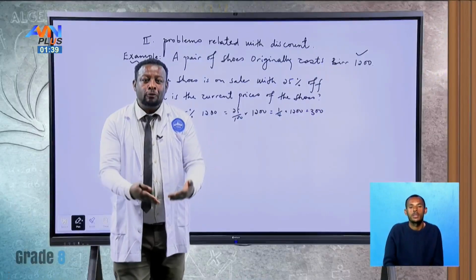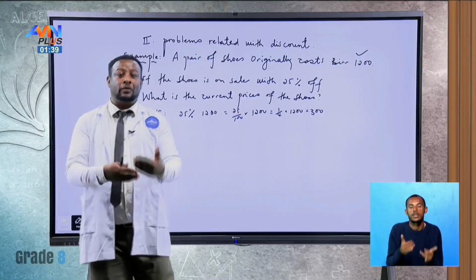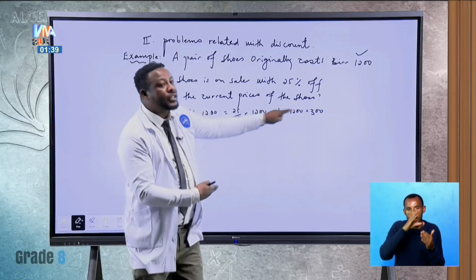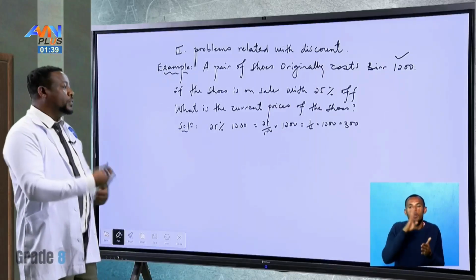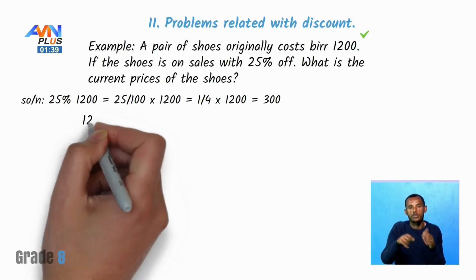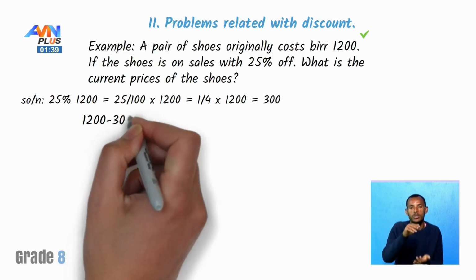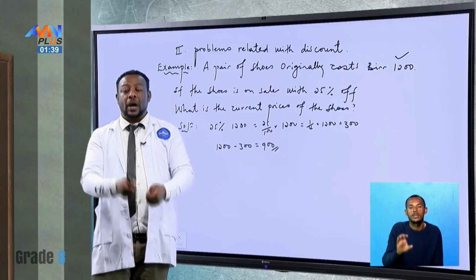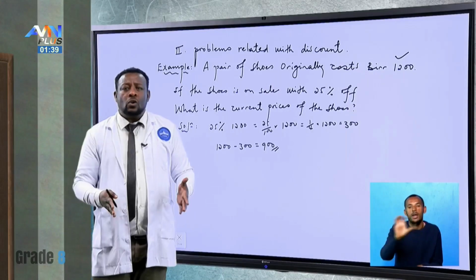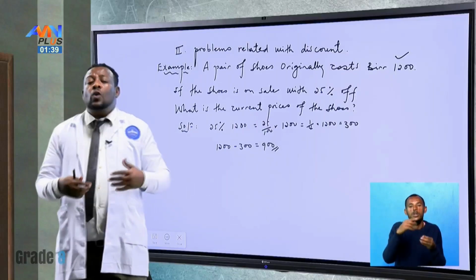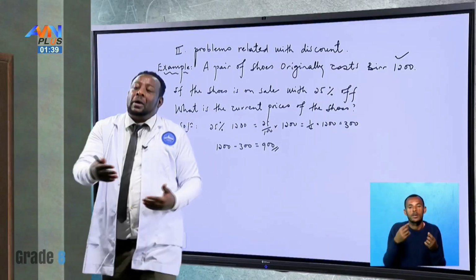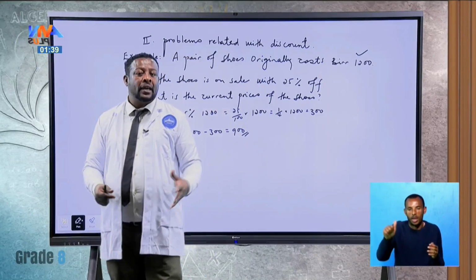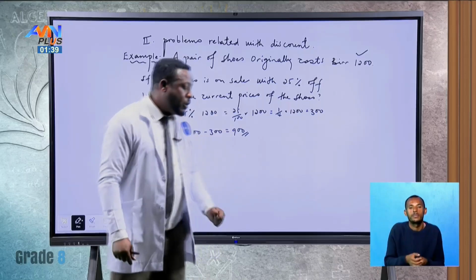So now to calculate the current selling price of the shoe, you need to take the difference between the original price and the discount. That will be the current price of the shoe. So take this difference, the result is 900. This number tells us the current price of the shoe. Whenever you go for shopping, you need to have a good understanding of rational numbers to determine the current price and exact discount for any items, right? So this is our first example.